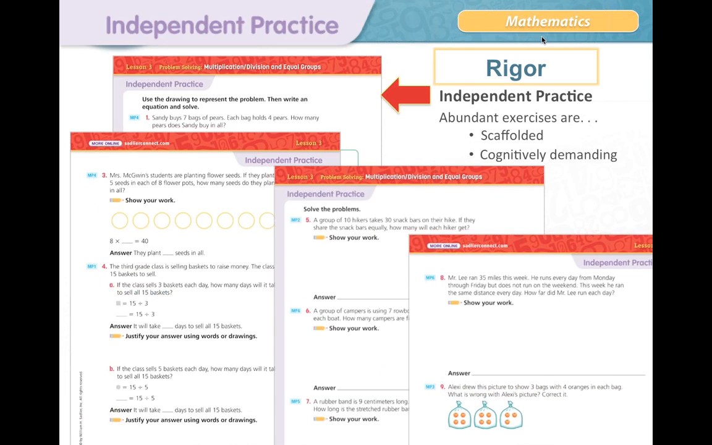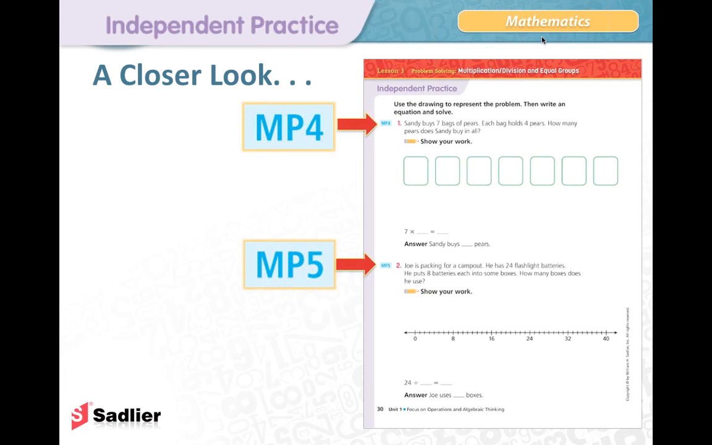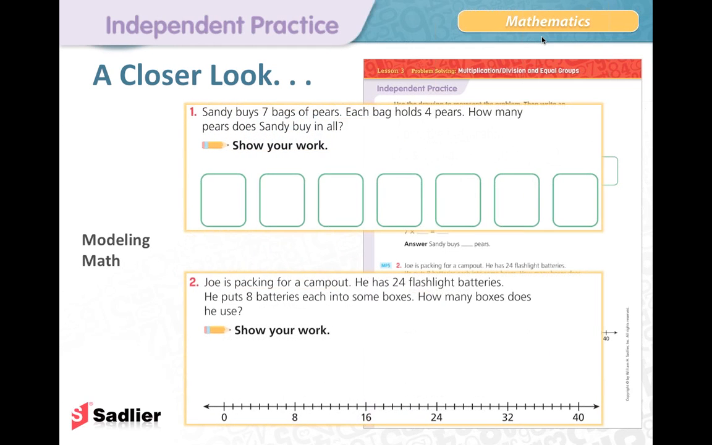We end the lesson with independent practice. This is where the rigor comes in. This is where we want students to do it on their own, the You Do part of the gradual release of responsibility model. And it's followed with an abundance of exercises. They are scaffolded in that they range from easy to hard, and they are cognitively demanding exercises where we have students show their work. Again, they're modeling mathematics, and they're using tools strategically to show their work.